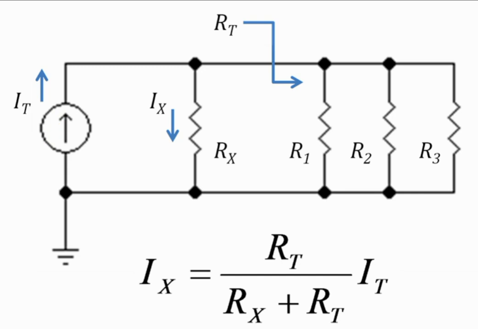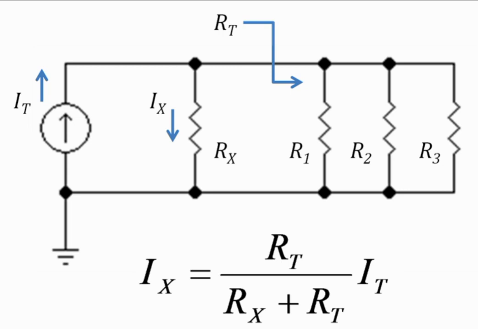What we see here is that there are resistors R1, R2 and R3, and one more resistor, Rx. The current flowing through the resistor Rx is denoted as Ix, and RT indicates the total equivalent resistance of R1, R2 and R3.